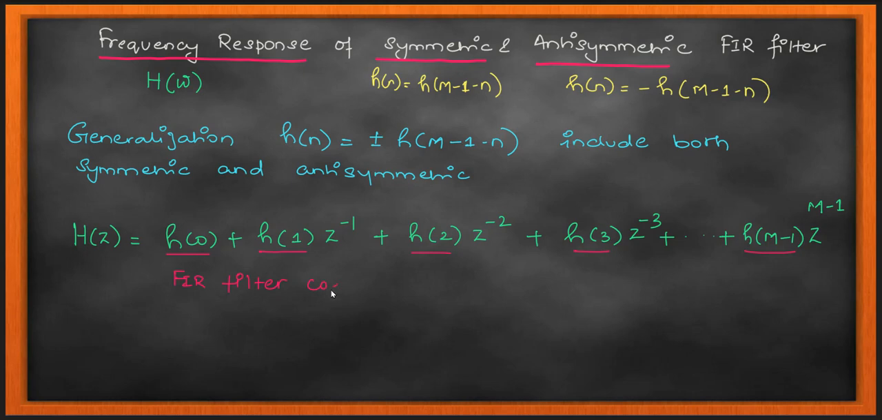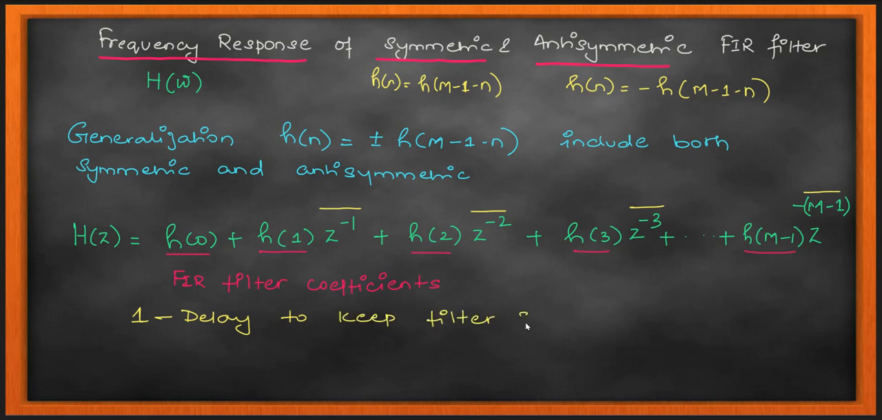This is my FIR representation. My FIR representation is given by H of z is equal to h0 plus h1 z to the minus 1 plus h2 z to the minus 2 plus h3 z to the minus 3 plus etcetera, up to h of M minus 1 z to the power of minus (M minus 1). This h0, h1, h2, etcetera, up to h of M minus 1 represent your FIR filter coefficients. So these are the filter values.